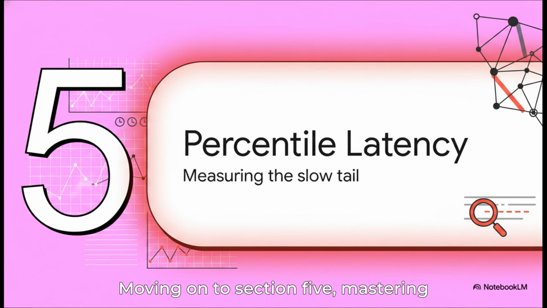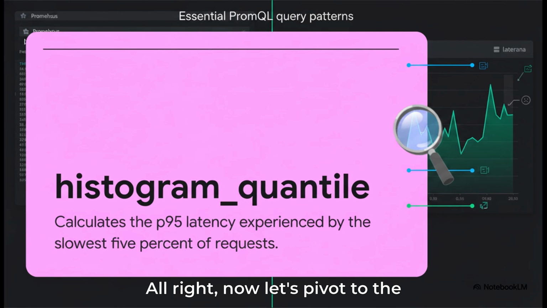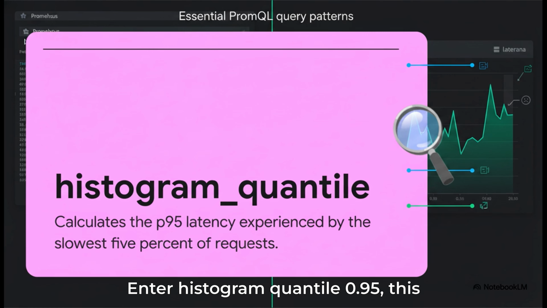Moving on to Section 5, Mastering Percentile Latency. Let's measure that slow tail. All right, now let's pivot to the boss level pattern. When you're dealing with SLAs, a simple average latency totally hides user pain. Think about it. If 90 requests take 10 milliseconds, but 10 requests take 5 entire seconds, the average might still look fine. But 10% of your users are absolutely miserable. Enter histogram_quantile(0.95, ...). This calculates the 95th percentile, telling you exactly the latency experienced by the slowest 5% of your requests.